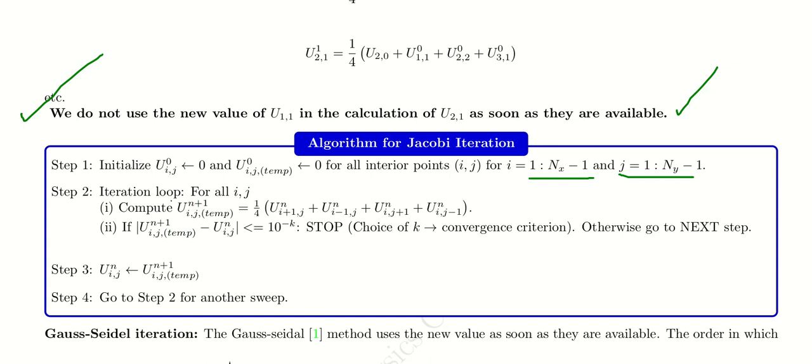We put the value of the temporary variable into the u_ij^n value. Then we update the nth iteration value of all the u's. Now you go to step 2 for another sweep, or rather another iteration. In another iteration, you go through all these things and check the convergence criterion. If not met, you keep doing it until you reach 10 to the power minus k. This is all about the Jacobi iteration.